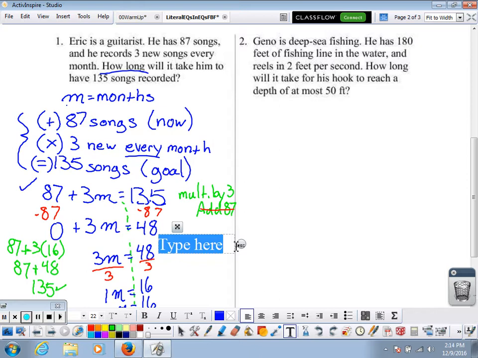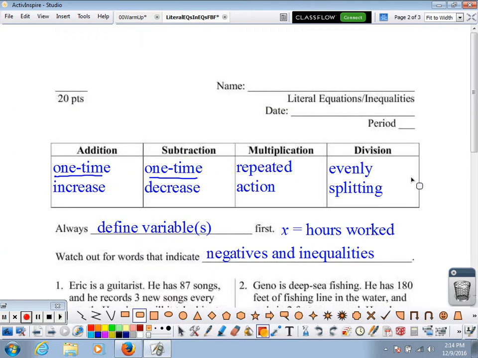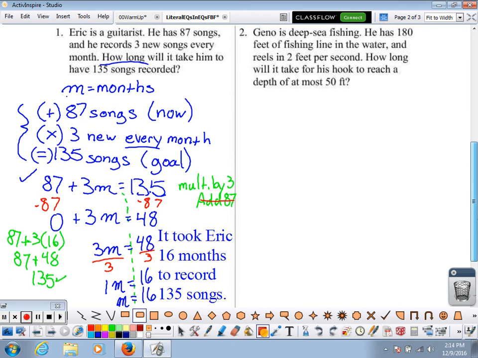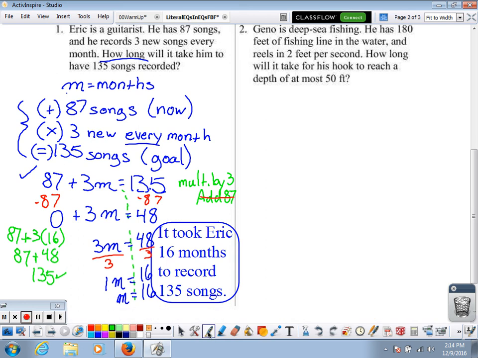Now, how else could we say that? 16 months might sound a little weird. It's okay, though. It's perfectly good. How else could we say 16 months? Good. So we can say it took Eric either 16 months or a year and 4 months to record 135 songs. Now we want to ask ourselves if that seems reasonable. Well, it's tough for us to wrap our heads around that. But keep in mind, he's recording 3 songs a month. Okay, so if he's recording 3 songs a month, yeah, that's reasonable. That's going to take him some time.